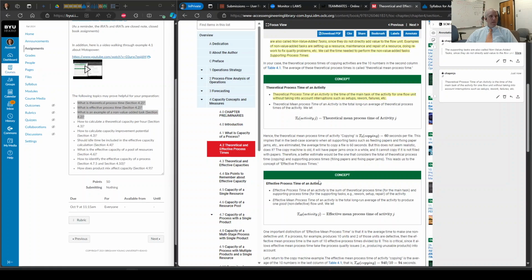What is the effective process time? The effective process time of an activity is the sum of theoretical process time and supporting process tasks. Rework, setup, repair.